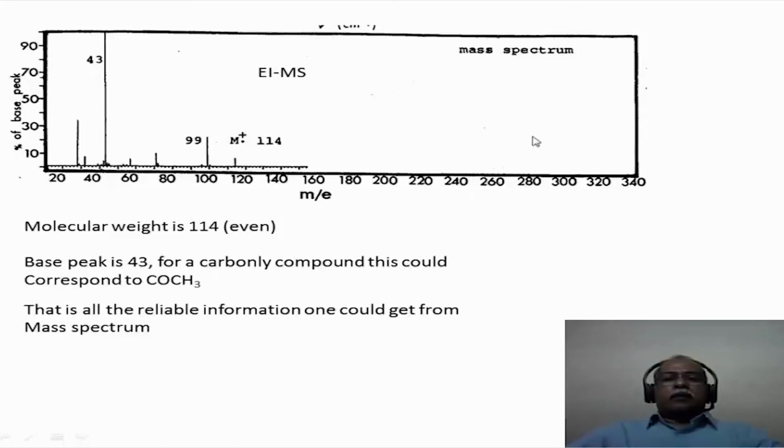This is the mass spectrum of the compound. It is an electron impact ionization mass spectrum of the compound. The molecular ion is seen as a weak peak, which is corresponding to 114. So this is an even number molecular weight.